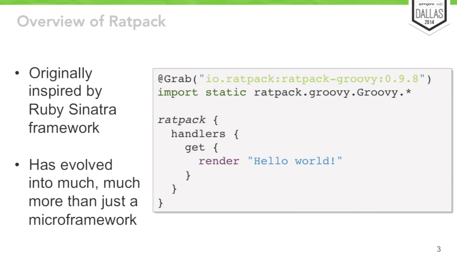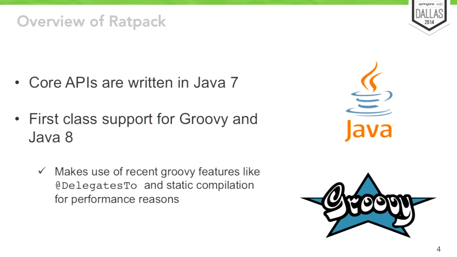That's pretty cool. But it's important to understand that, above all else, Ratpack is not a Groovy web framework. The core APIs in Ratpack are written in Java 7, for performance reasons, amongst other things. Soon they'll be entirely Java 8 standardized.